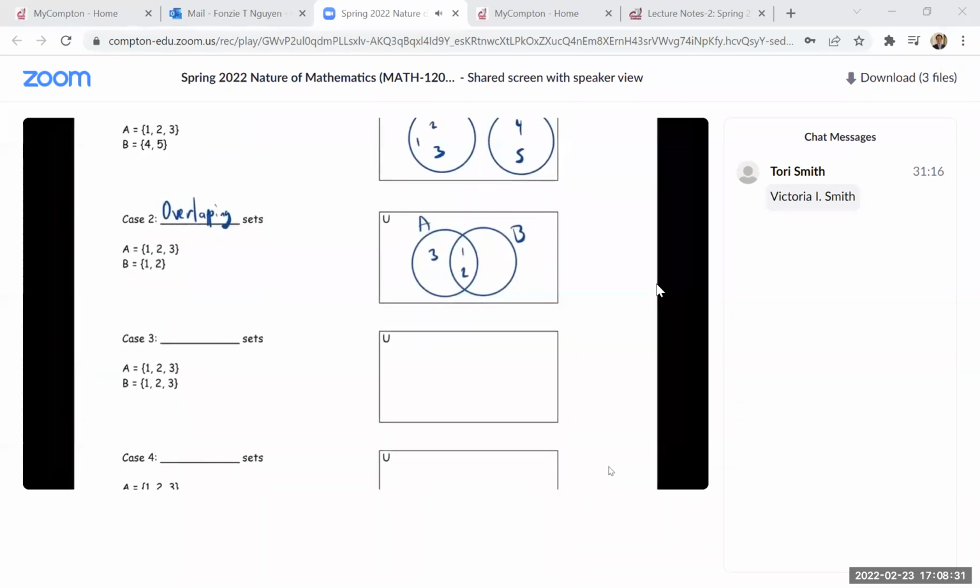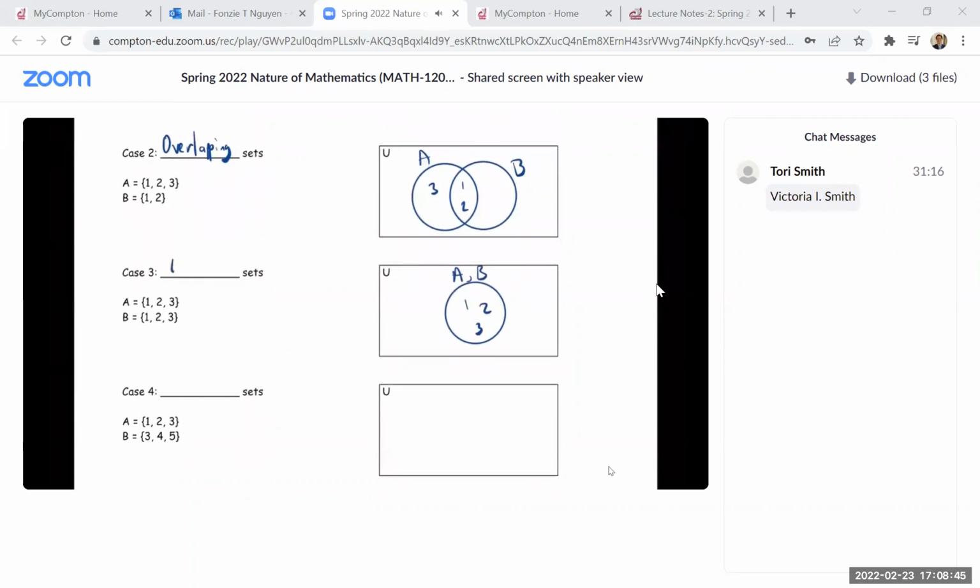And then the next case, notice that they're equal. So you could just draw one circle and call it A and B, with 1, 2, 3. I'll just call those equal sets.